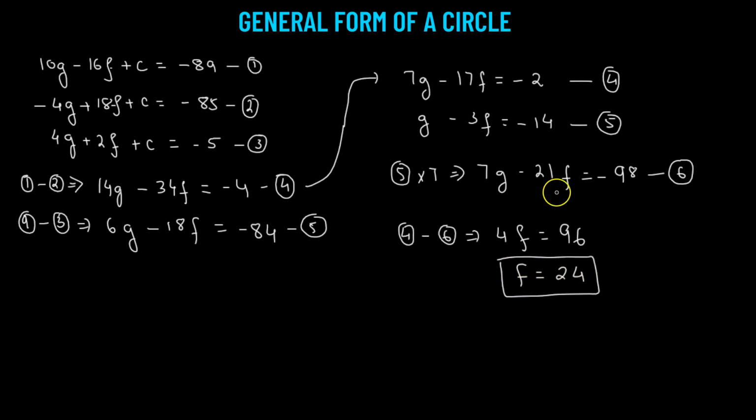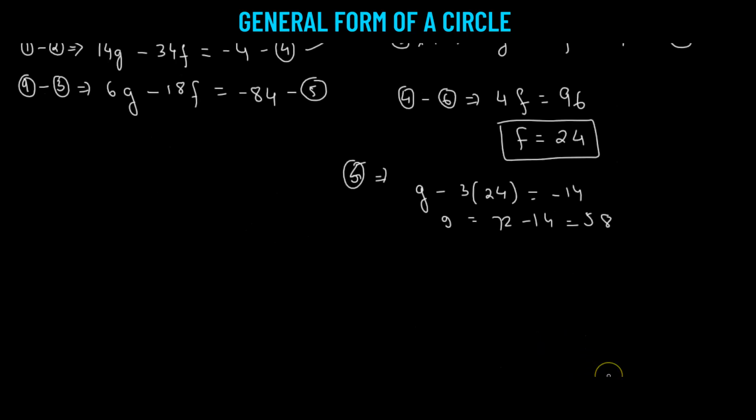Now that we have the value of f, we can use either equation 4 or equation 5 or 6, any one, to find out the value of g. So let's use equation number 5. That will be much simpler. So we have g minus 3 times f, so that's 3 times 24, equals to negative 14. So g will be equal to 3 times 24, which is 72. We have 72 minus 14. So that comes out to be 58. Right. So we have obtained the value of g as well. So g is 58. We have f equals to 24.